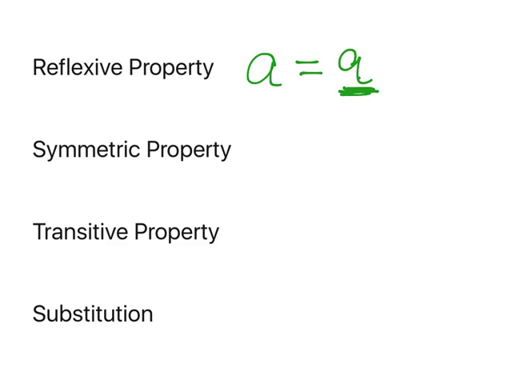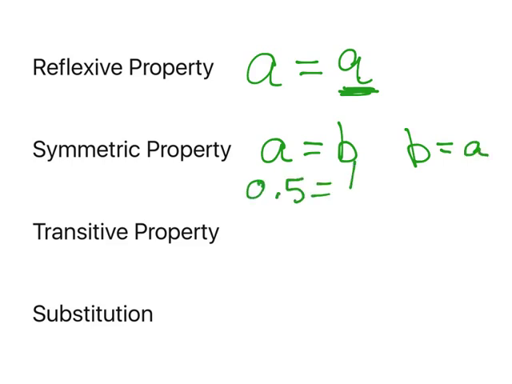The next one is the symmetric property. It's saying that if you have a number A, because remember, it is a number because variables represent numbers, so A is equal to B, then we can also reverse it and say that B is equal to A. It makes a whole lot of sense. If 0.5 equals 1/2, then of course 1/2 is going to equal 0.5. We can write it in any order we want.